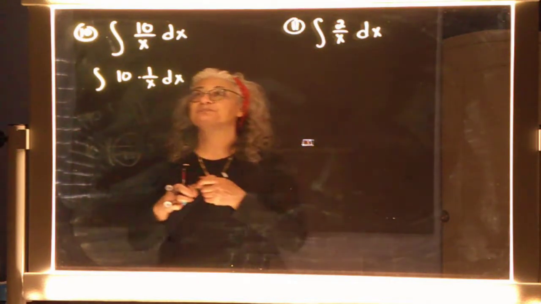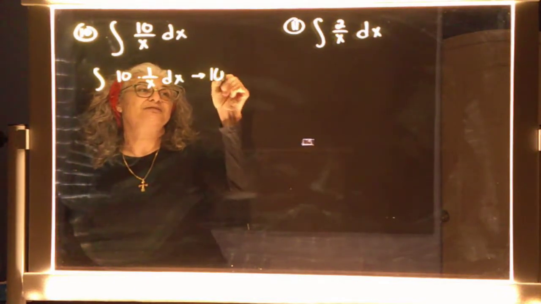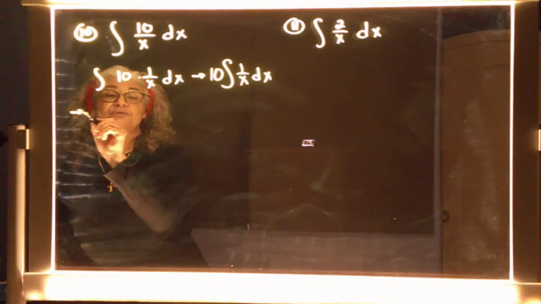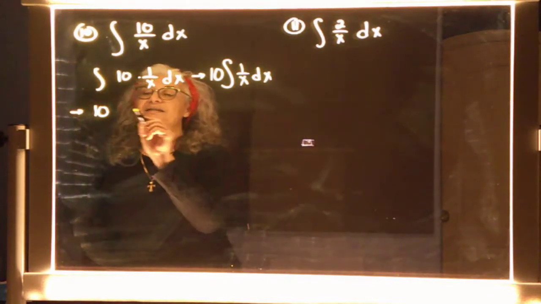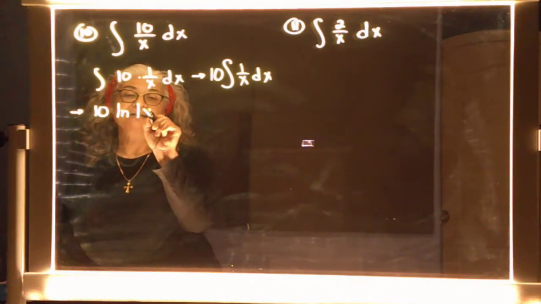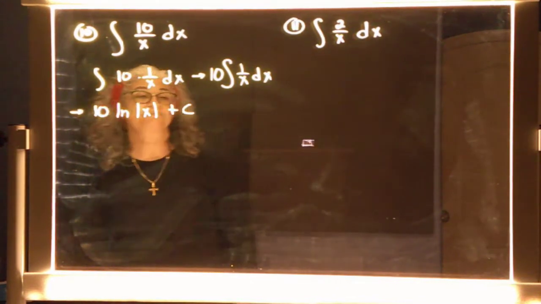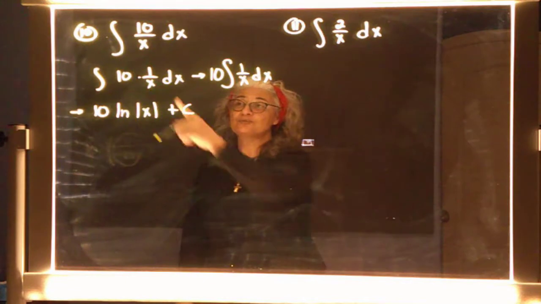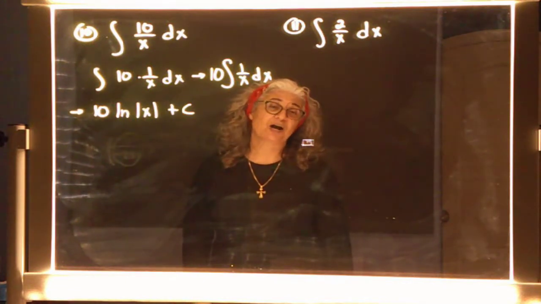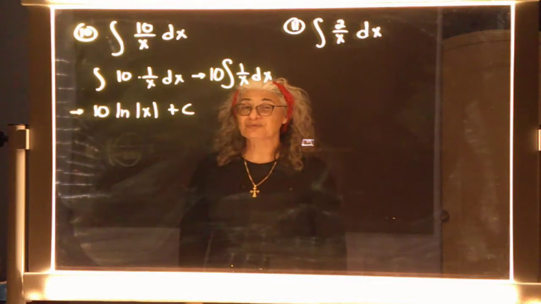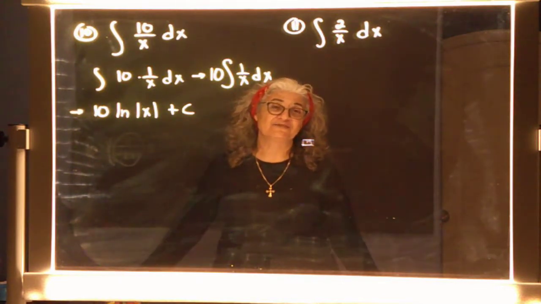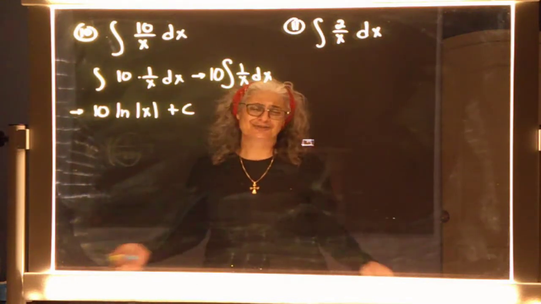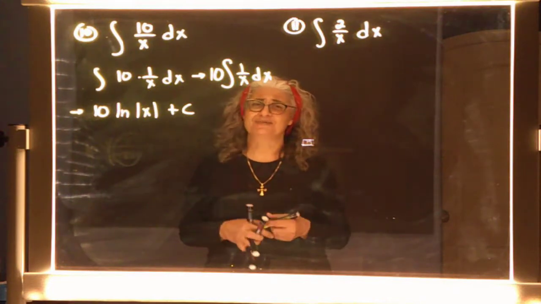So, this 10 is coming out, and I'm taking the antiderivative of 1 over x dx, which is going to give me 10 times the natural log of x in absolute values plus c. Cool? Yeah, that's why this 1 over x doesn't behave according to the power rule. Because if I try to use the power rule on it, I get 1 over 0 and I get an undefined, which doesn't work very well in terms of finding the original problem. I can't take the derivative of something that's undefined. That doesn't make much sense.